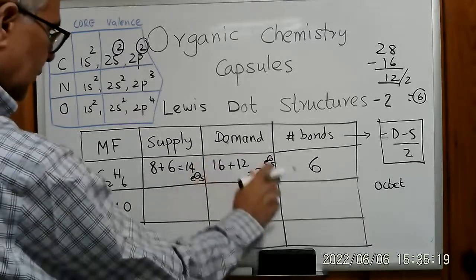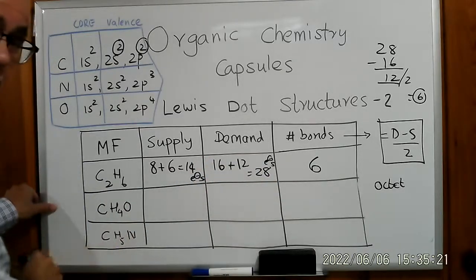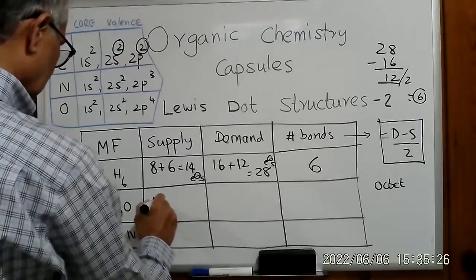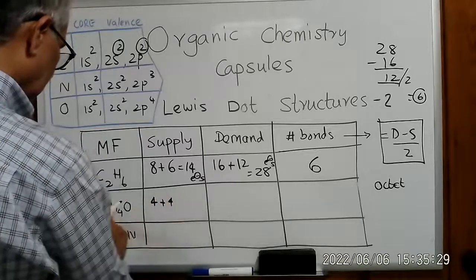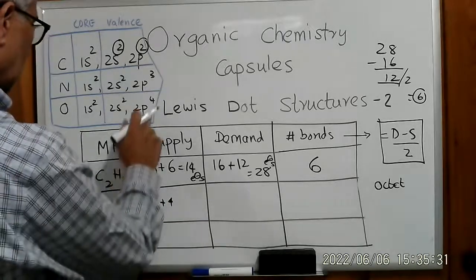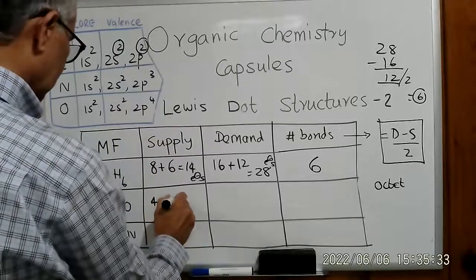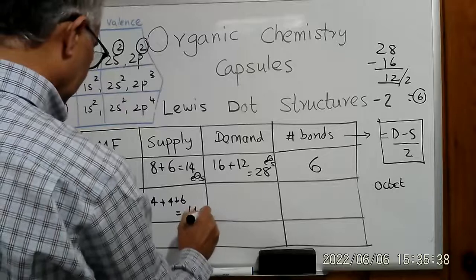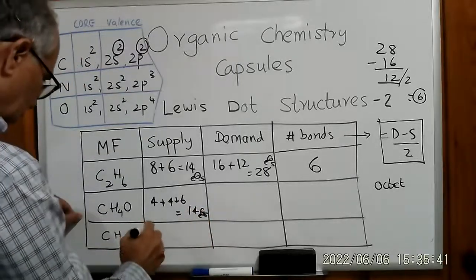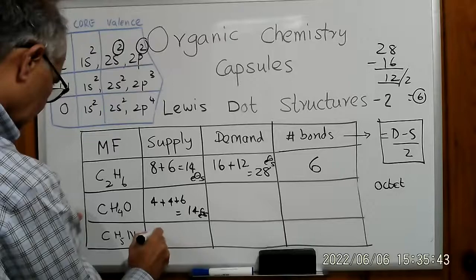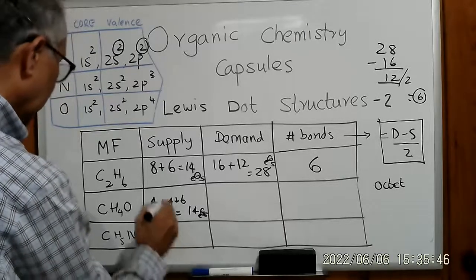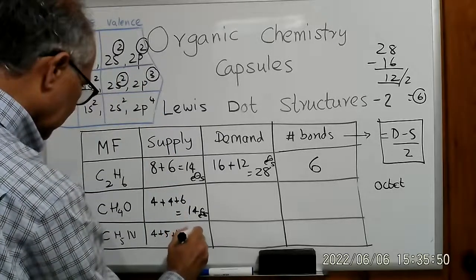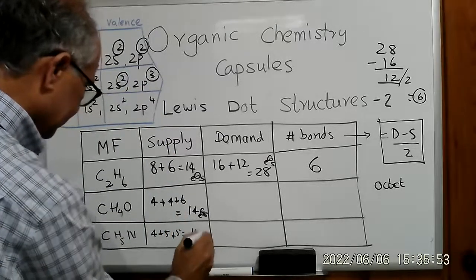So let's do the similar exercise for CH4O and CH5N. In CH4O, carbon has 4 electrons, 4 electrons come from 4 hydrogen atoms, and oxygen has 6 valence electrons. So totally the supply is 14 electrons. And moving down further, in CH5N, carbon 4, hydrogen 5, nitrogen 5 electrons. So the total is 14 electrons.